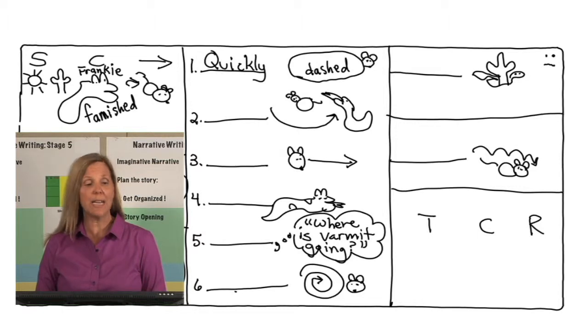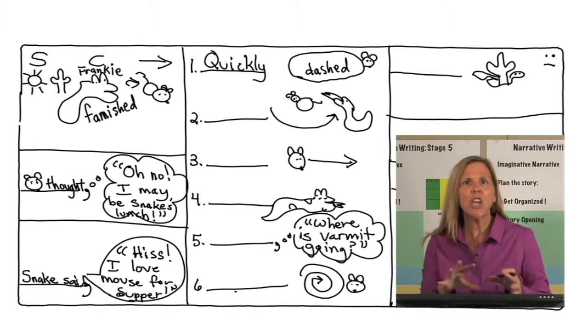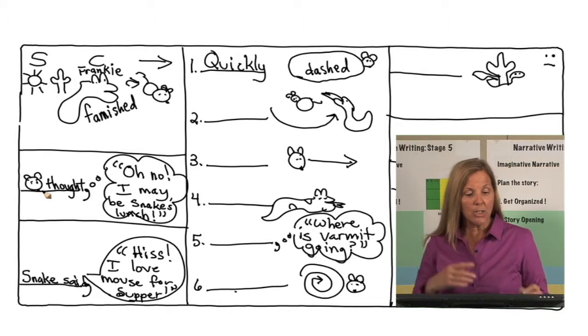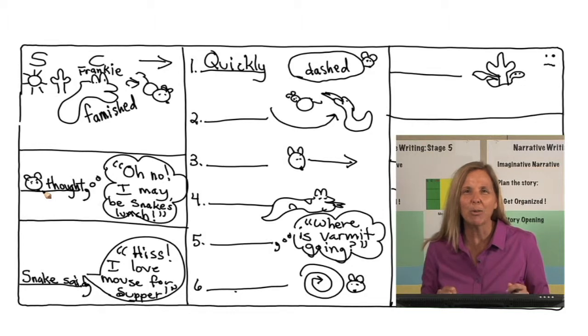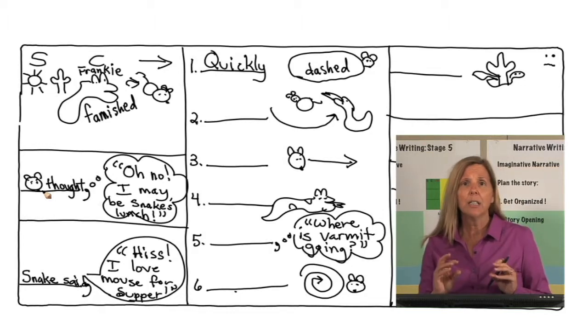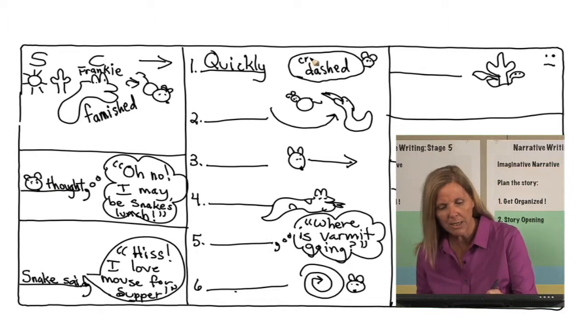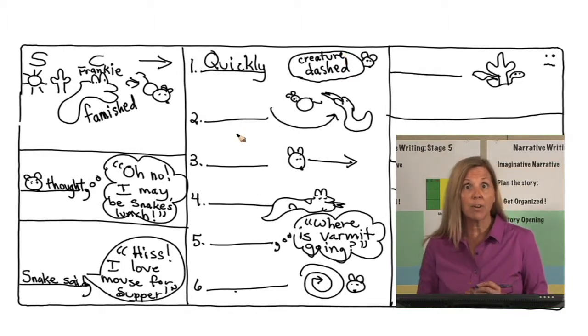Let's go back and repeat everything. On a hot day out in the desert, Frankie the famished snake chased after a tiny little mouse so he could fill his empty belly. Mouse thought, oh no, I may be Snake's lunch. Snake said, hiss, I love mouse for supper. Quickly, the tiny creature, ooh, I'm going to put creature here too because I keep saying mouse and I don't want the redundant police to come and get me. Quickly, the tiny creature dashed behind the rock, escaping from that mean serpent, that mean reptile.